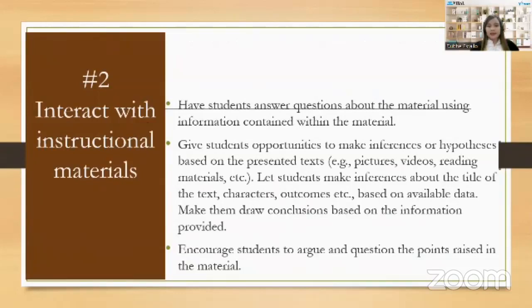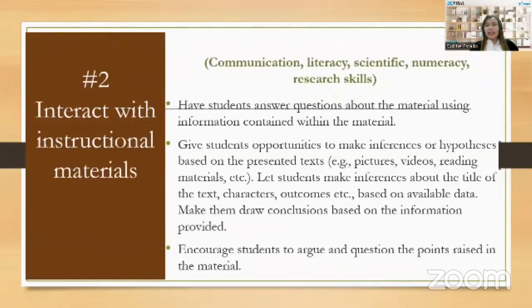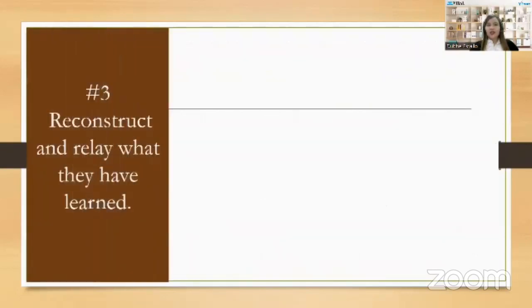And not just that, we should be encouraging them to question and argue, if necessary, with the points raised in the material. We don't like them to become passive. We would like them to become interactive. Above all, we'd like them to become critical thinkers. And if we do this, we are giving them the chance to sharpen their communication, literacy, scientific, numeracy, and research skills. Third strategy that we could employ is reconstruct and relay what they have learned.